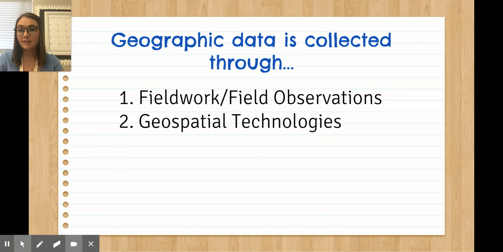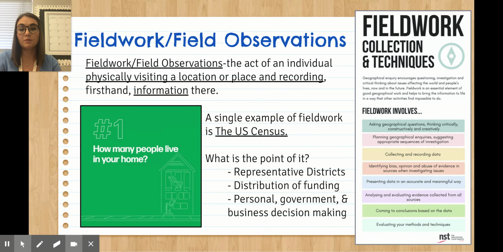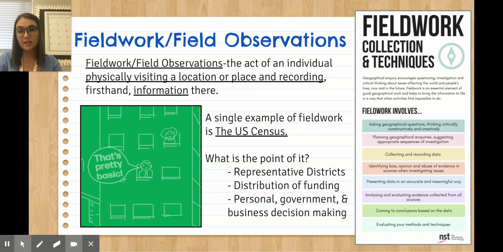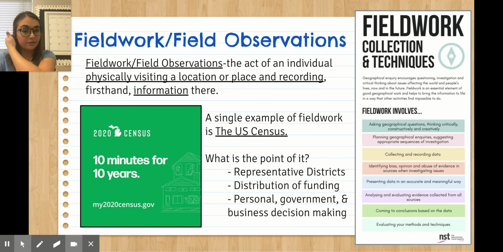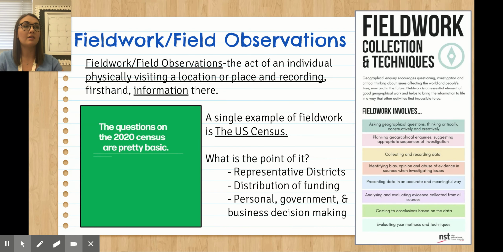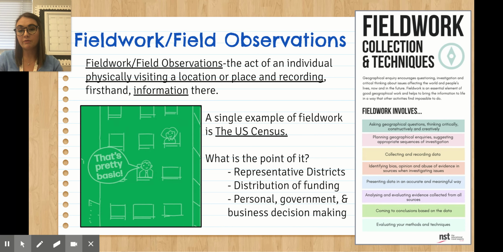So, geographic data is collected one of two ways, either through fieldwork or field observations or geospatial technologies, and we're going to look at both of those in more detail. So, fieldwork is the act of an individual physically visiting a location or place and recording firsthand information there. So, they're not looking it up online to gather information or using any form of GPS or GIS, which we'll talk about in a second. They're getting their information from people.